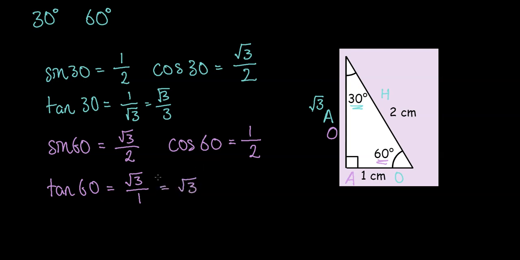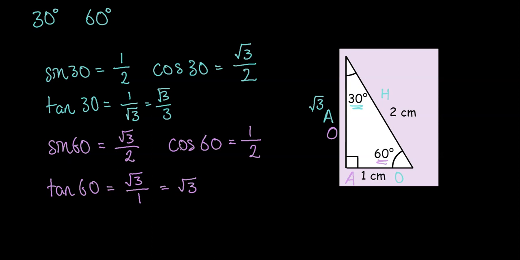So you can see that we've kind of done a swap around between the values. Sine of 30 is a half, sine of 60 is root 3 over 2. And the opposite is true for the cos values. So cos of 60 is a half, and cos 30 is root 3 over 2.